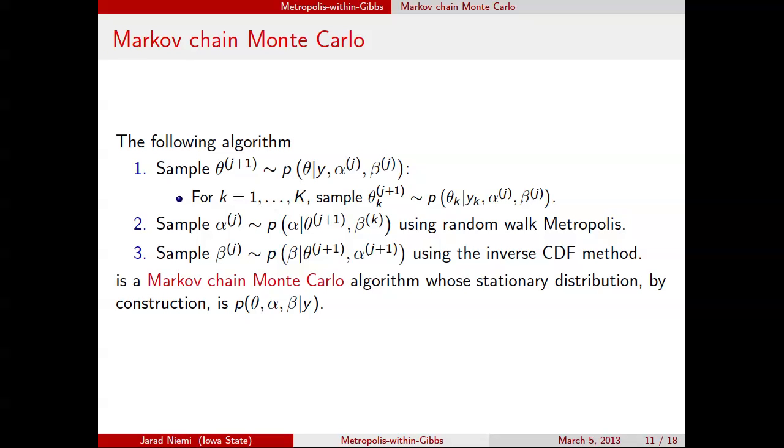By construction here, the stationary distribution of this Markov chain is the target distribution that we're interested in. Because we've decomposed this as a bunch of Gibbs steps and Metropolis where needed, the stationary distribution is the target distribution that we're interested in. And so we know that this vector of draws, as j goes to infinity, becomes a draw from the target distribution of interest.